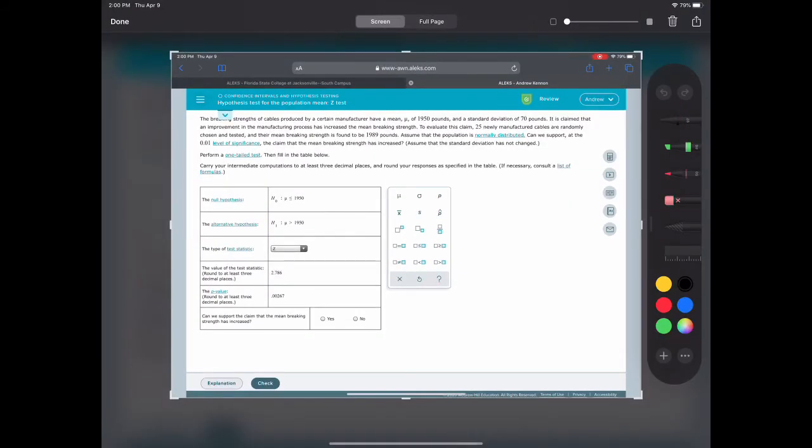Last thing here is, do we support the claim or not? Our rule, if we're talking about the p-value, is if the p-value is less than alpha, we reject the null hypothesis, which means there is evidence to support the alternate hypothesis. So I'm going to write yes there. If the p-value is greater than alpha, we do not reject the null hypothesis. That means there is not evidence to support the alternate hypothesis.